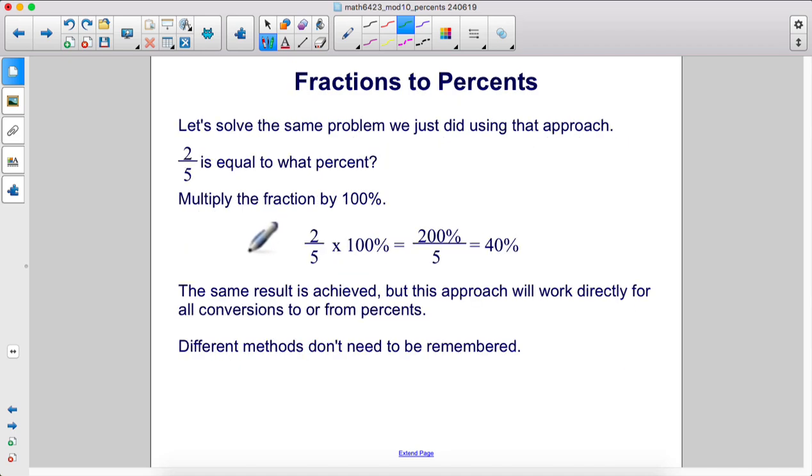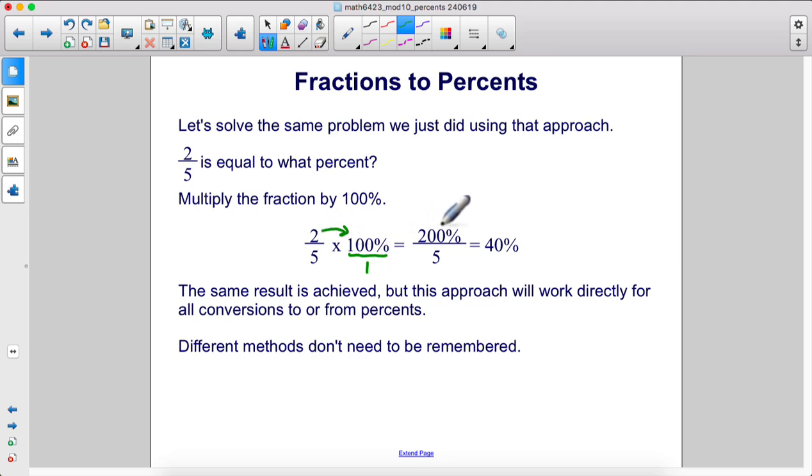Let's solve the same problem we just did using that approach. 2/5 is equal to what percent? Multiply the fraction by 100%. So we're going to multiply the numerator by 100, keep the denominator the same. So remember, 100% is the same thing as 100% over 1. So when we're multiplying fractions, we multiply the numerators, and then we also multiply the denominators.